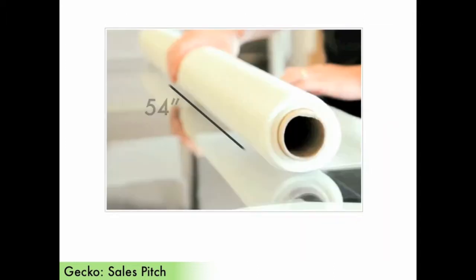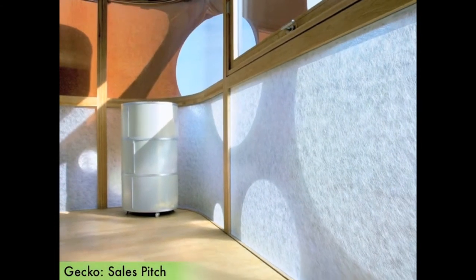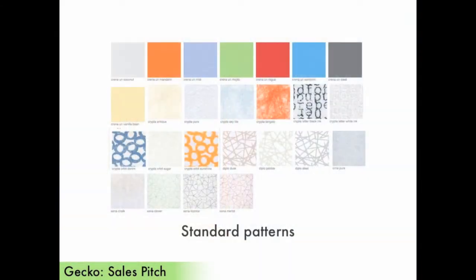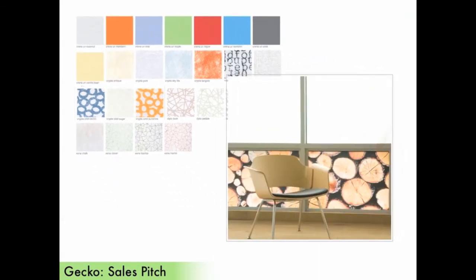Gecko comes in a 54-inch wide roll like a textile, and minimum purchase is only 1 linear foot. Gecko ranges from $11 to $13 per square foot. It is a great solution to add privacy, shade, and beauty to glass. In addition to the standard patterns, you can achieve any design you would like by using our high-res on Gecko. High-res Gecko costs about $20 per square foot.